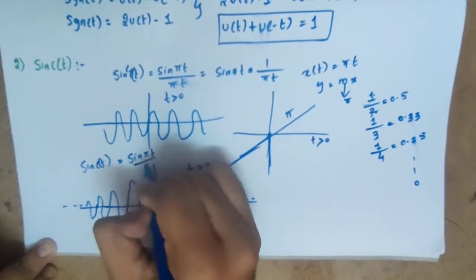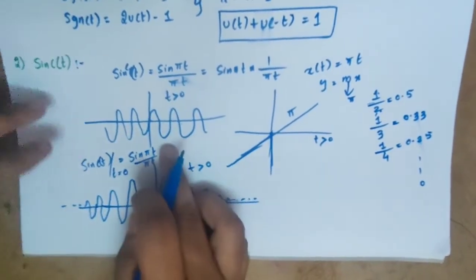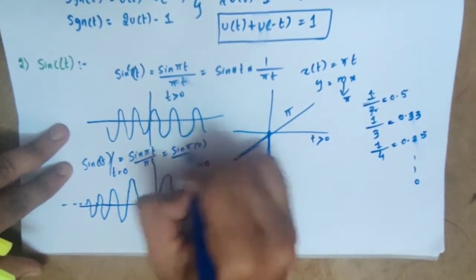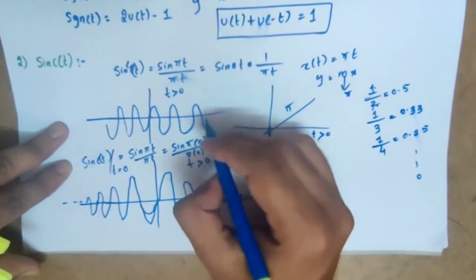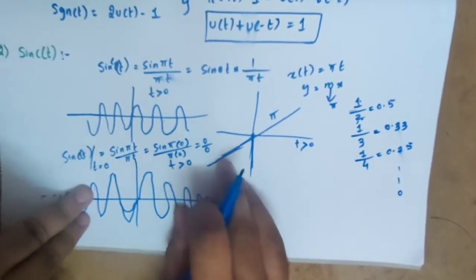This is the formula, right? Let us find the magnitude at t equals 0. So if you substitute it directly, what will this become? Sin pi of 0 divided by pi of 0. Sin 0 is nothing but 0, so it is 0 divided by 0. What do we get? 0 by 0 is an indeterminate form.